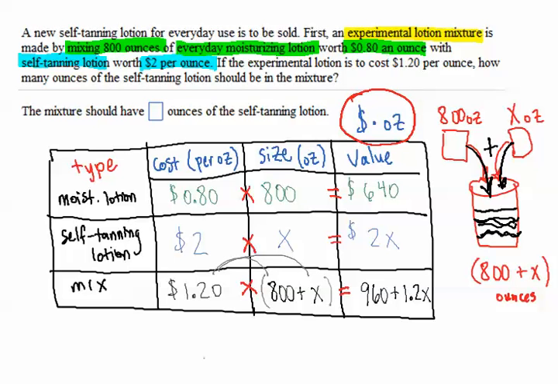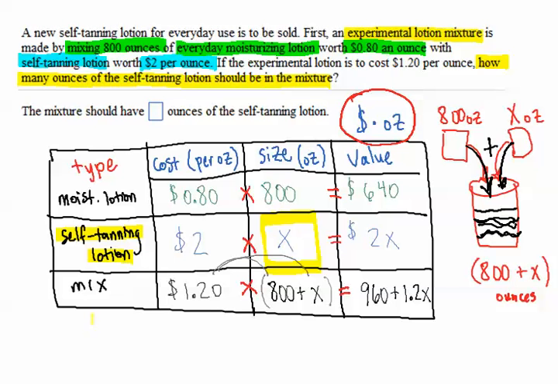Now, somehow this is supposed to help us figure out the answer to the question, which is ultimately asking about the mixture and saying how many ounces of the self-tanning lotion should be in the mixture. What was self-tanning lotion represented by? X, right? That was a self-tanning lotion. So all we have to do is find an equation where we can solve for X. Do you see one?